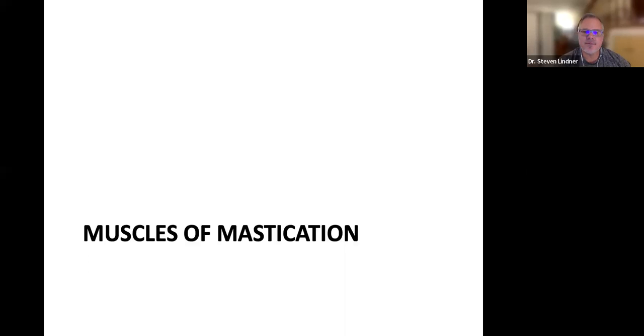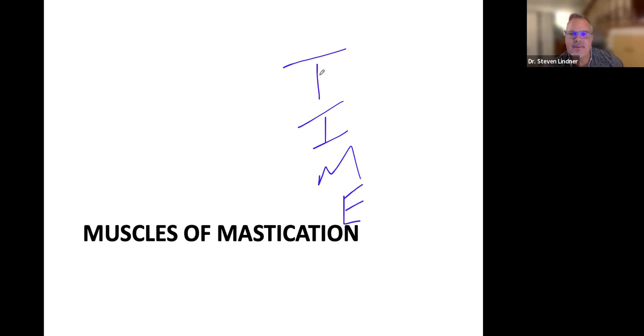In this short video, we'll be looking at the muscles of mastication. When I think of the muscles of mastication, what comes to mind is Lindner's mnemonic, which I refer to as time. And the T is for temporalis. The M is for masseter. Temporalis, masseter. And then the I and the I would be for internal, and the E would be for external.